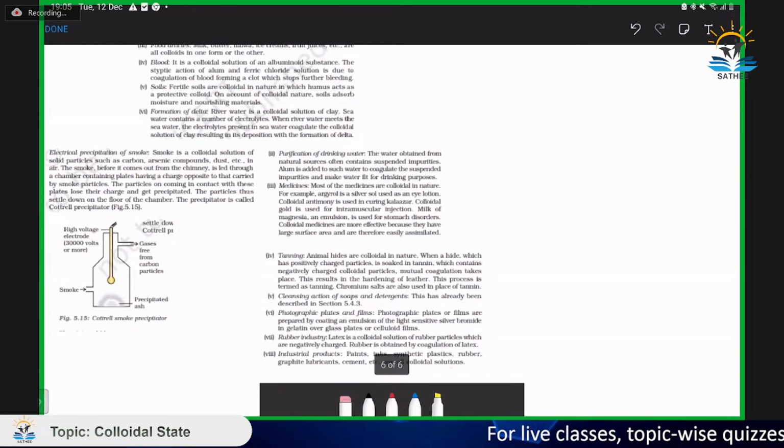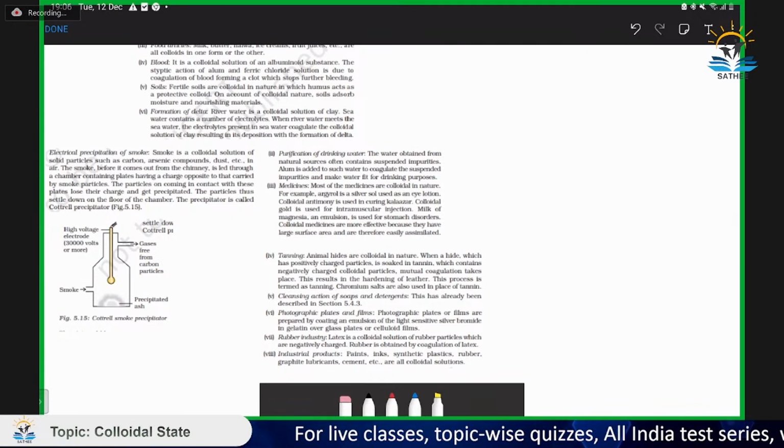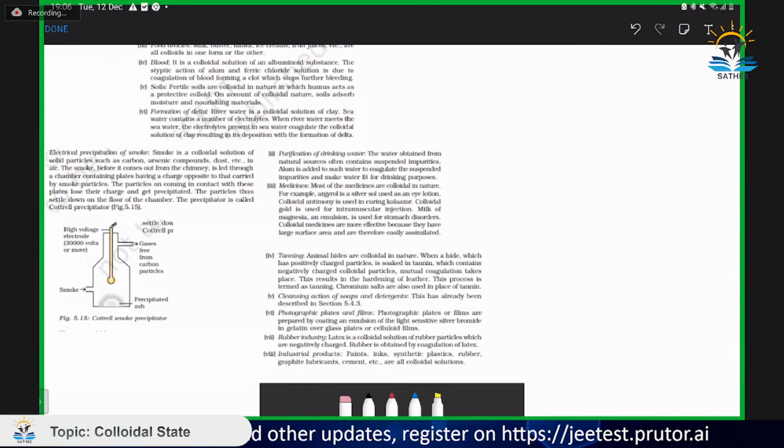Other applications of colloids: electrical precipitation of smoke. Smoke is a colloid, and you break that down by applying electricity through a certain arrangement. When smoke comes, you pass it through a high voltage in the smoke precipitator. This breaks it down and doesn't leave into the atmosphere. If smoke is released outside, your atmosphere is going to get polluted. So you can just use this Cottrell smoke precipitator.